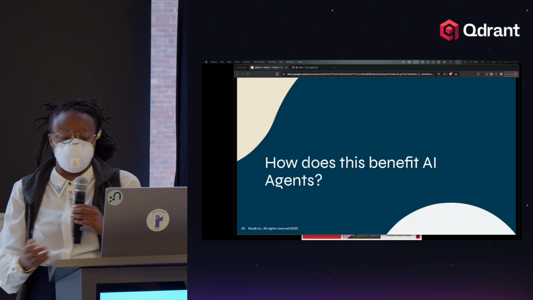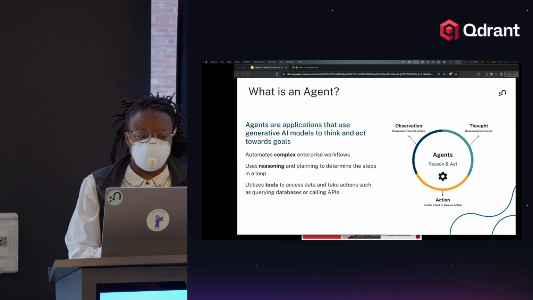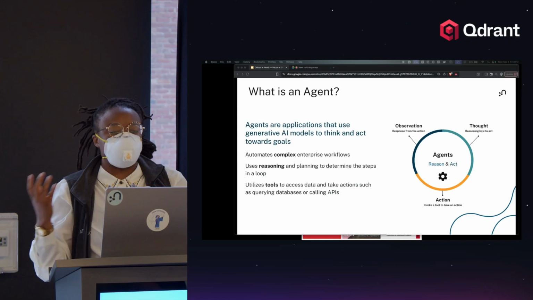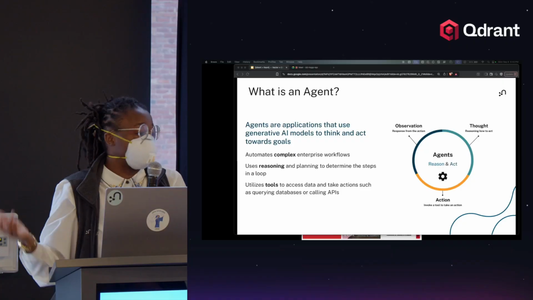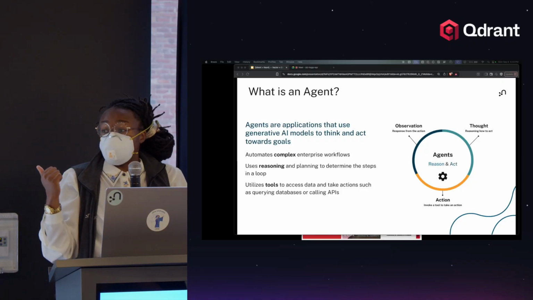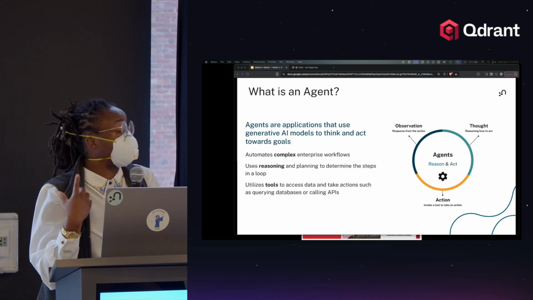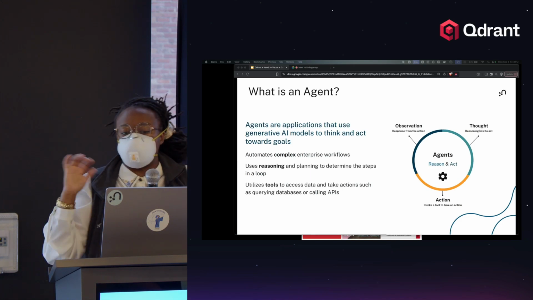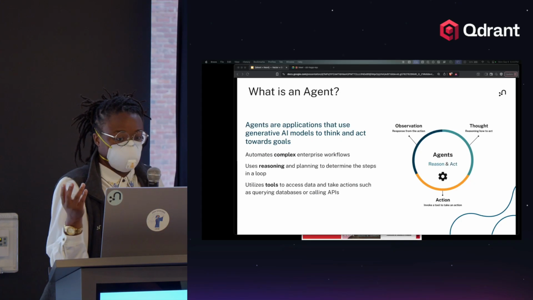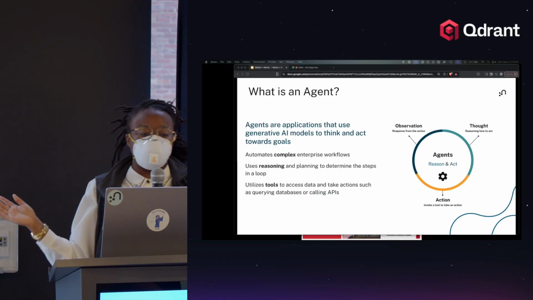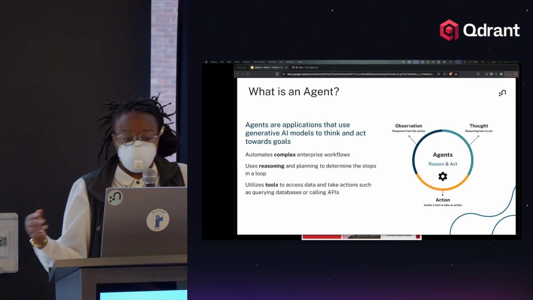But how does this help with agents, right? Agentic development. Just taking a step back, for those who aren't aware, though I'm sure many of us are, what's an agent? An agent is an application that uses GenAI models to think and act towards specific goals. They automate complex enterprise workflows where you might have rules that aren't very clear and are not necessarily defined programmatically. They can use reasoning and planning to determine which steps to take next. They often utilize tools called function calling, which allows an LLM to do anything that you can write a function for, to access data and take actions like querying a database or calling an API.